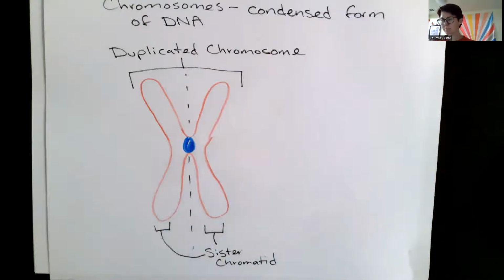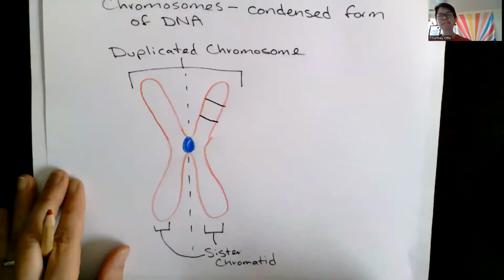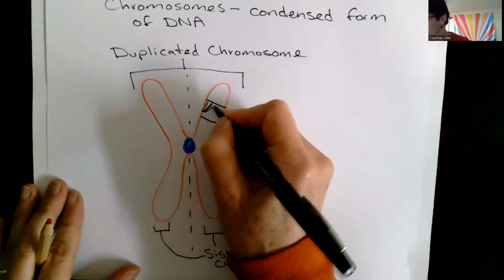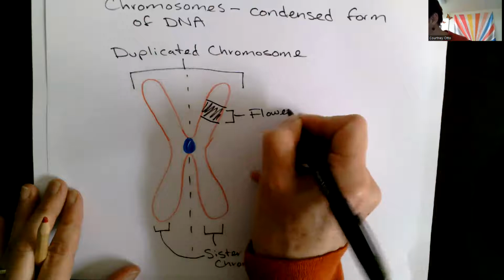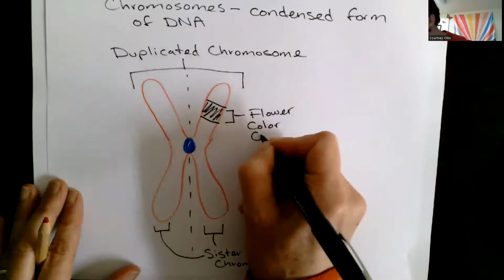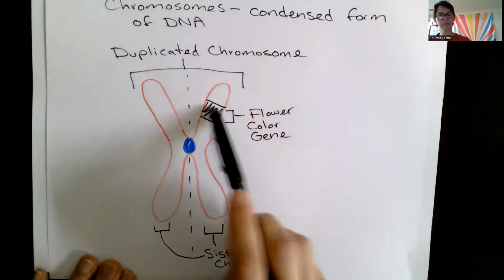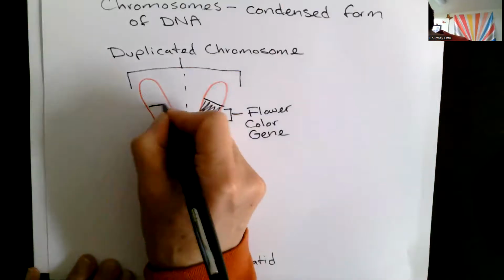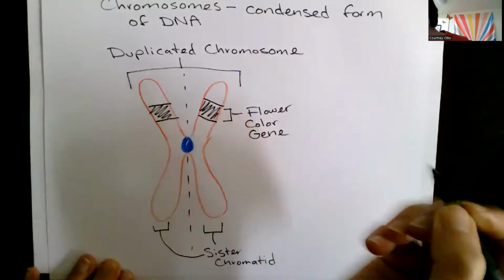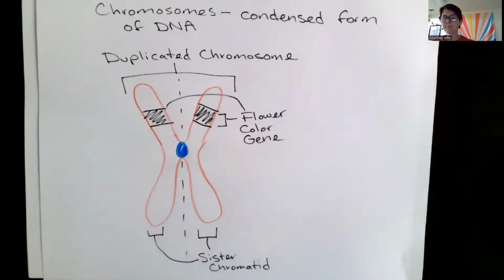And so it's along these chromosomes where we're going to find our genes. And genes are just sections of DNA that code for proteins. So I'm just going to make this a flower color gene. If this sister chromatid has a copy of the flower color gene right here, we're going to find an identical copy of it over here on this sister chromatid in the same location. Our sister chromatids are going to be identical to each other. They're going to have the same genes, the same versions of those genes, and the same locations.